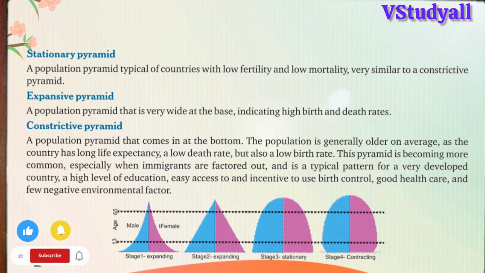A population is generally older on average as the country has long life expectancy, a low death rate, but also a low birth rate. This pyramid is becoming more common, especially when immigrants are factored out, and is typically patterned for a very developed country. A high level of education, easy access to and incentive to use birth control, good health care, and few negative environmental factors. Here all the pyramids are given in these pictures.